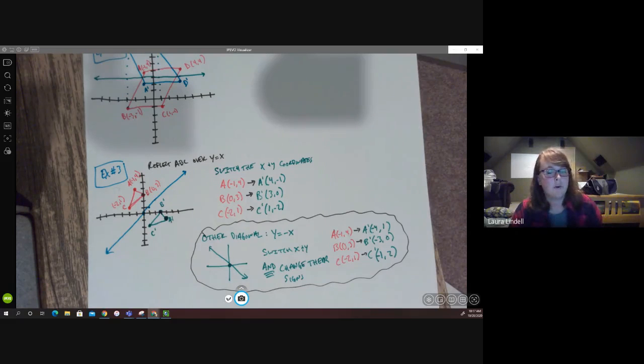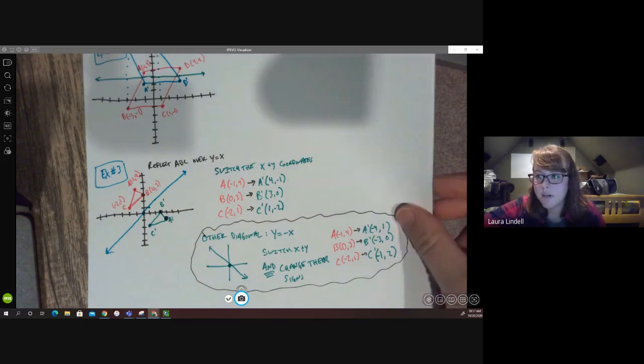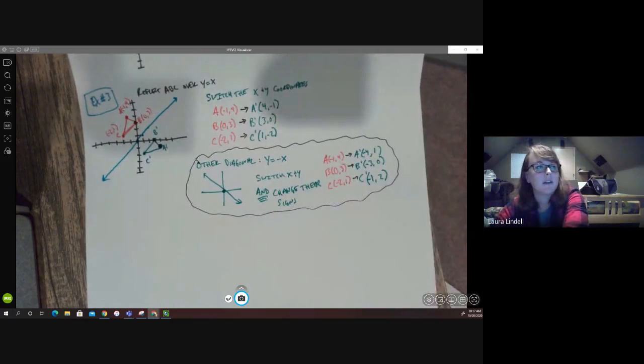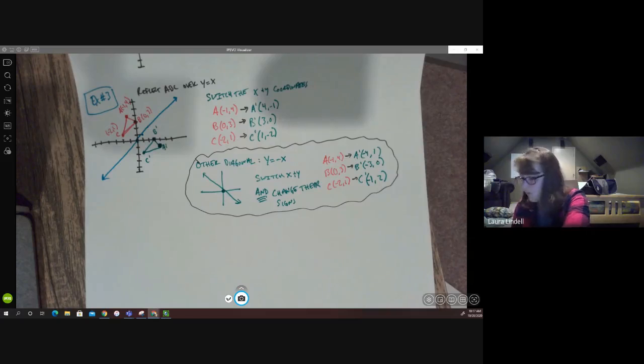Okay. Any questions up to this point? If you do have any, either type them in the chat or say something. The last thing we're going to do really quick is show one quick example of how we would recognize what line something has been reflected over.